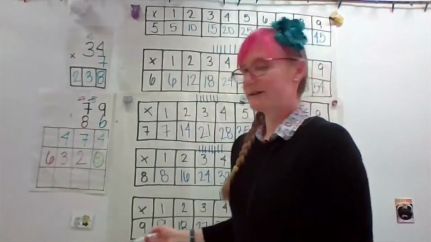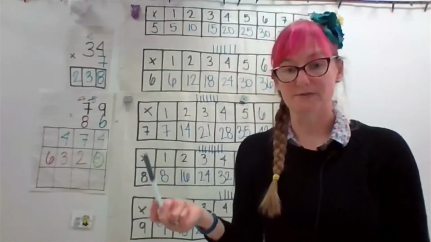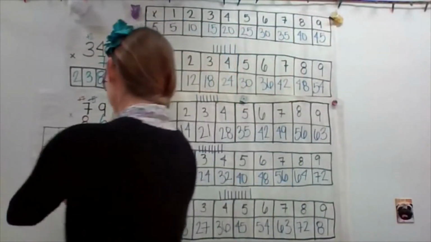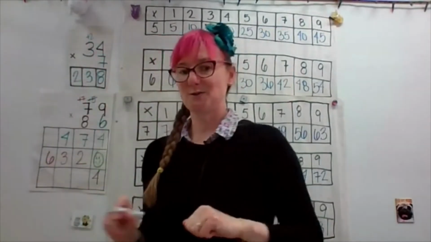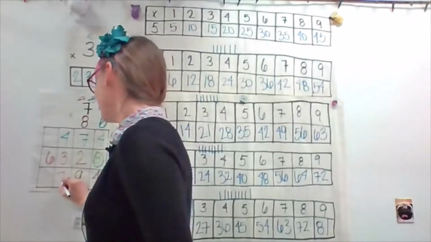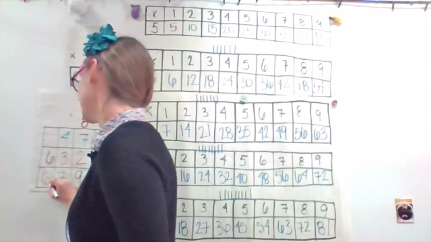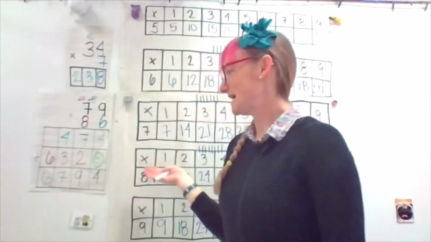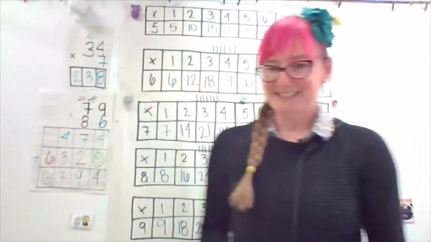So now I am going to add my partial products just like we did with the 21 times 43. 4 plus 0 equals 4. 7 plus 2 is 9. 4 plus 3 is 7. And 6 plus 0 is 6. So the product of 79 times 86 is 6,794.